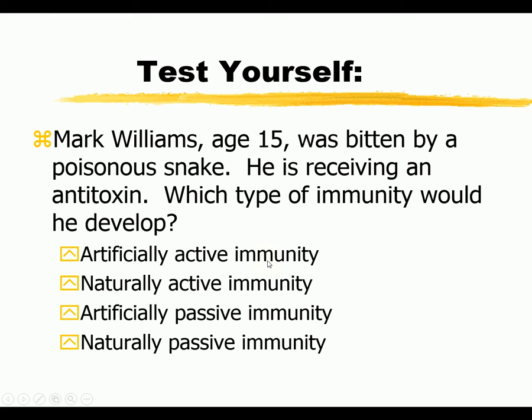Mark Williams, age 15, was bitten by a poisonous snake. Now he's receiving an antitoxin. What type of immunity would he develop? Remember, any of your antitoxins, antiserums, anything like that is artificially passive, because he's just getting a transfusion.